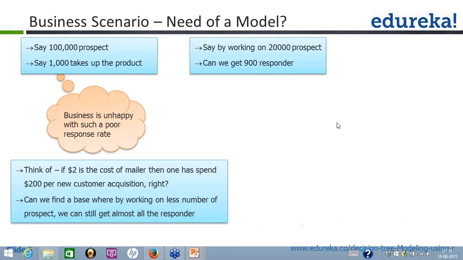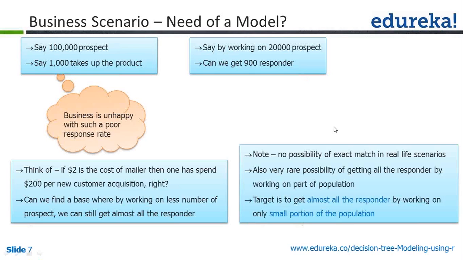So someone is asking how, by working on 20,000 people, you can get all 900 responders. How do you do that? That's the technique of predictive modeling. In predictive modeling, what you are trying to do is work on a small proportion of the population and still get almost all the responders.